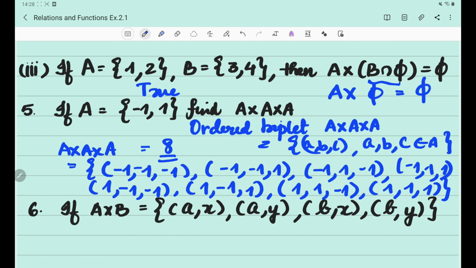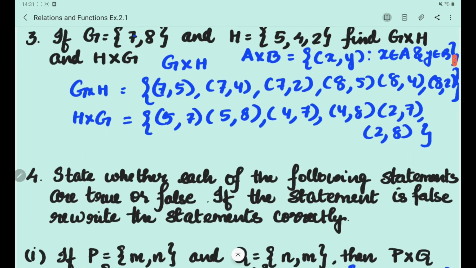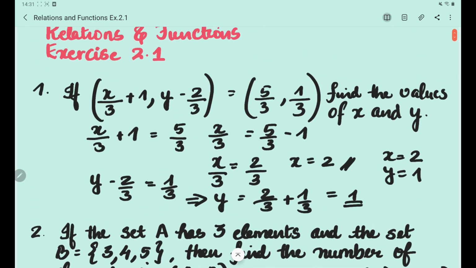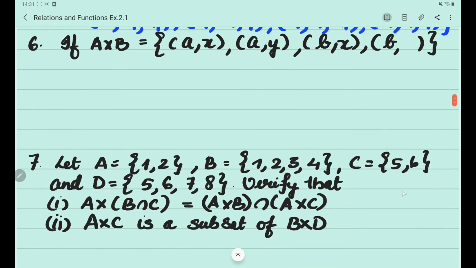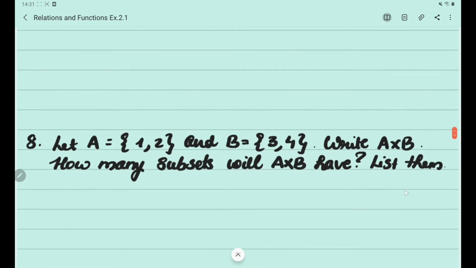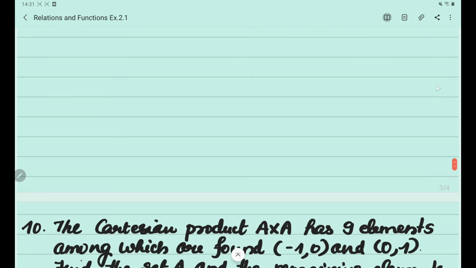I hope it's clear. So this is the set of all ordered pairs for an ordered triplet. I hope it's clear. So that's all for today's video. We have discussed the problems from 1 to 5 for exercise 2.1, and in my next video we'll be discussing the further problems, that is from problem number 6 to 10. So let's see you in my next video. Bye bye. See you then.